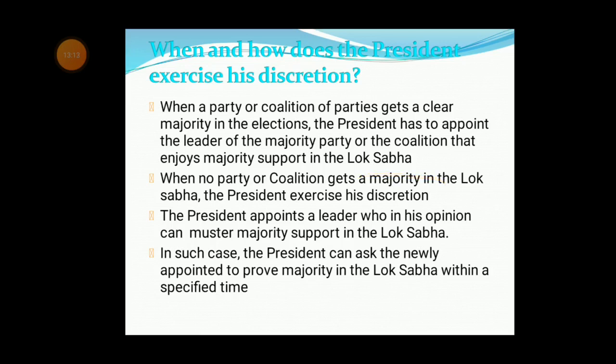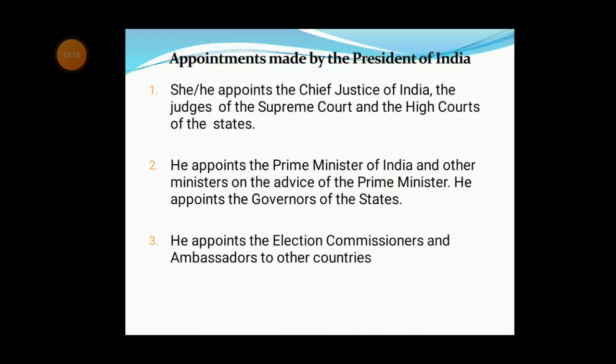The other ministers and advisors will be directly under the control of the prime minister. He also appoints the governors of the states, the election commission and the ambassadors. And the president himself is elected by the parliament, MLAs and MPs. So this is the appointment made by the president and how the president is appointed.